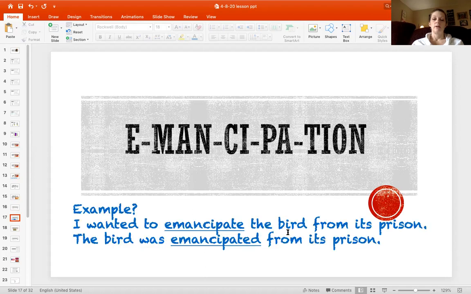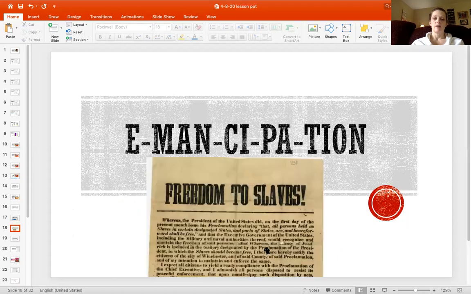Here's an example. And it's not an exact example because remember that emancipate means to set free those from legal or political entrapment. But I wanted to emancipate the bird from its prison. I wanted to set free the bird from its prison. Another way you could say is the bird was emancipated from its prison. This is what you want to do, and this is after you have done it. You have freed the bird from its prison. Those are some examples. In the Civil War, it was freedom for slaves.